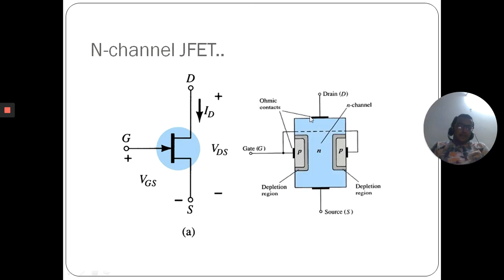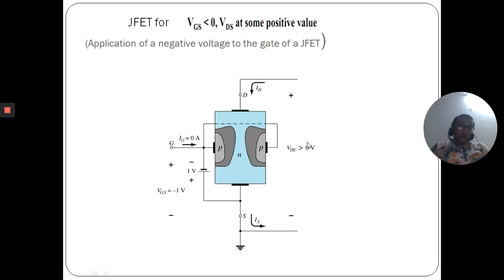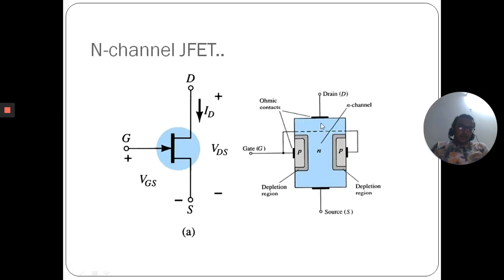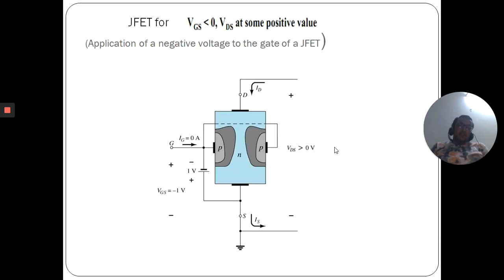See this in depth. It is known as N. So one depletion region can be created here. This is known as the first depletion region, and this is known as the second depletion region. Based on the first and second depletion regions, we have explained the characteristics of JFET.